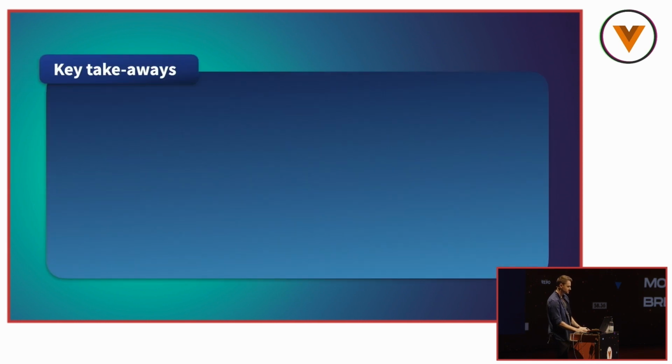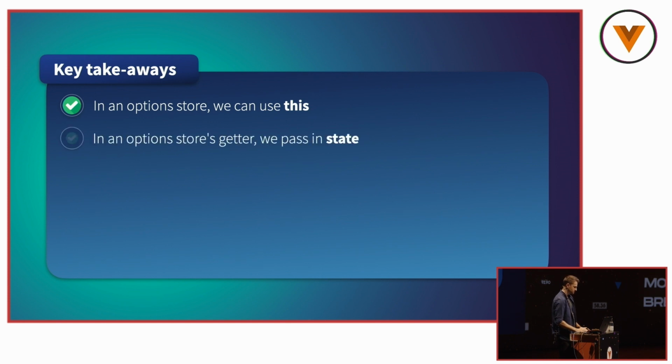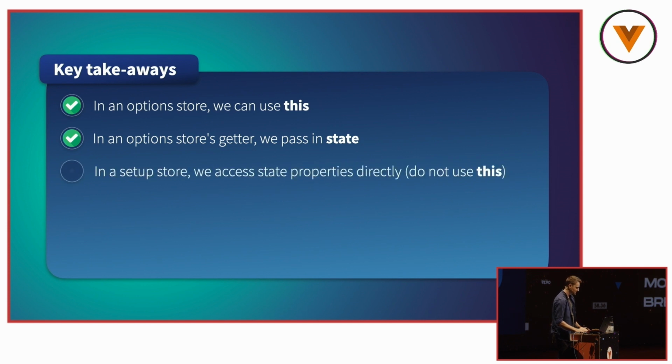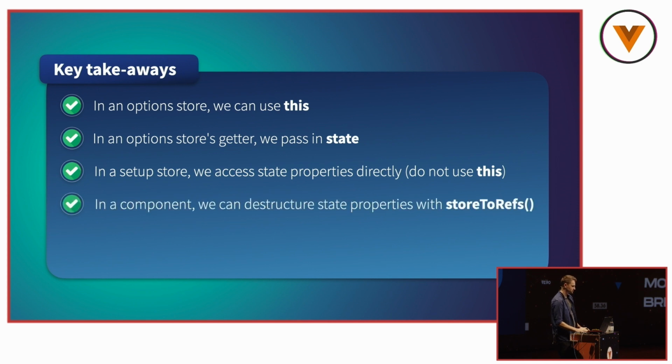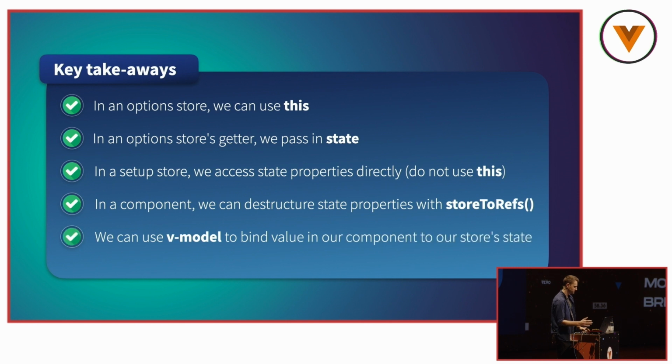So key takeaways for accessing state with Pinia. In an option store, we can and will use this unless we're inside of a getter, and then we would pass in the state itself to that getter. In a setup store, we access state properties directly without using this. In a component, we can destructure props with storeToRefs. And we can use vModel to bind the value in our component to our store state.